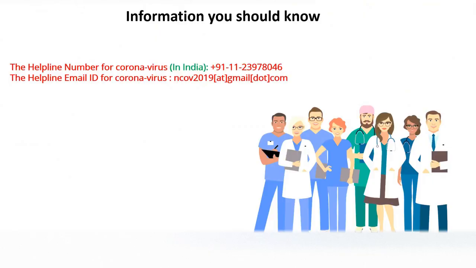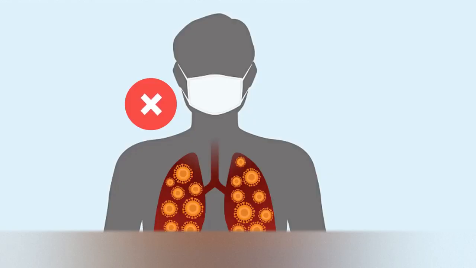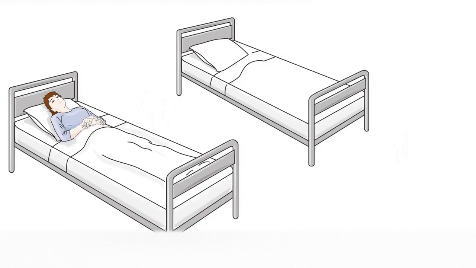Now, the information that you should know is the helpline number for coronavirus, which is given here, and also the support email. And if you think that you're infected, you can always drop them an email or ask them for help. And wearing a proper mask and isolation in a proper bed in hospitals are the only way to fight coronavirus right now.